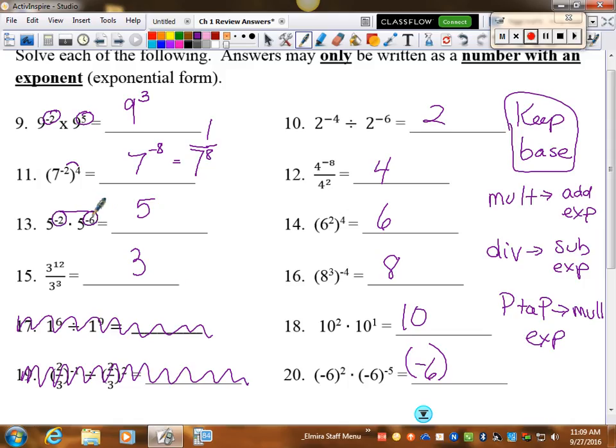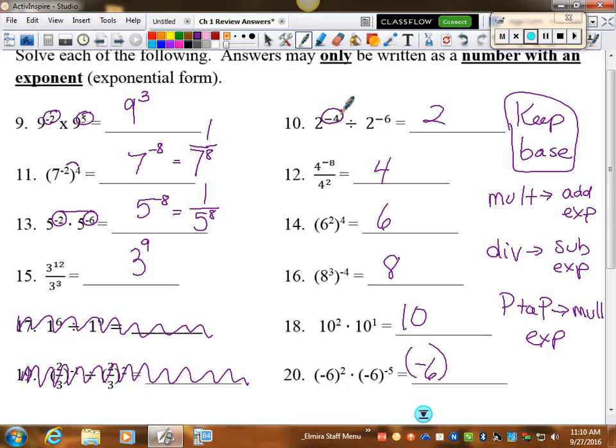-2 plus -6 is -8. Same thing. 1 over 5 to the 8th power. 12 take away 3 is 9. Nothing to change there. Alright. We get a little tricky here.